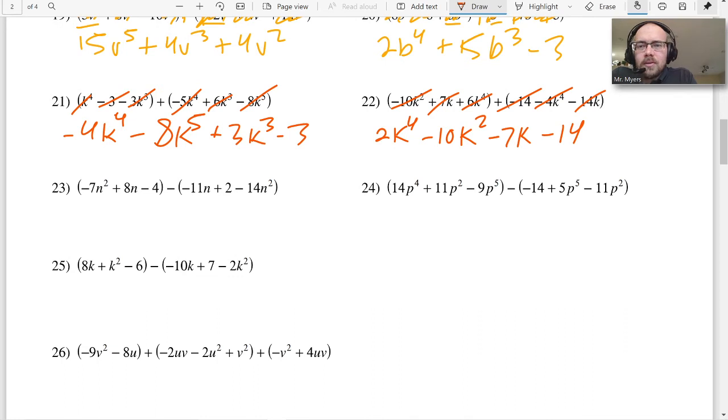So I'm going to do biggest power first. I think that's a really good way to look at it. Biggest power first, that way you can kind of get all of them. And they're in descending order, which looks nice, and some teachers want you to have it like that.